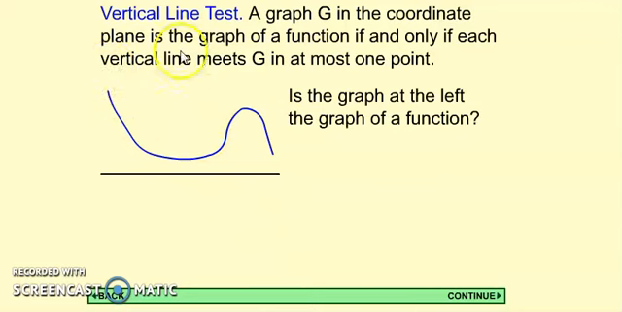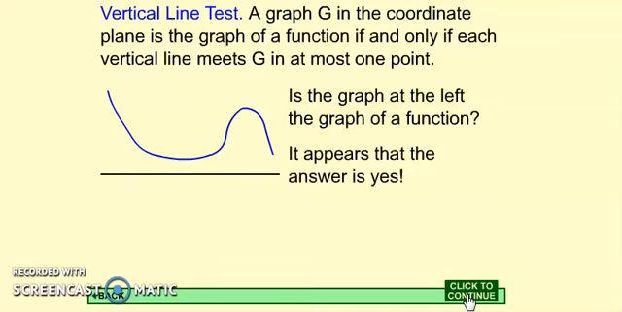Here is the vertical line test. A graph G in the coordinate plane is the graph of a function if and only if each vertical line meets G in at most one point. This is the graph at the left. So we see that it appears that the answer is yes. Why? Because I repeat that you have to focus that your vertical line will be intersecting this graph at only one point.